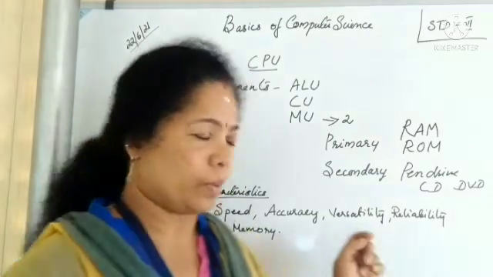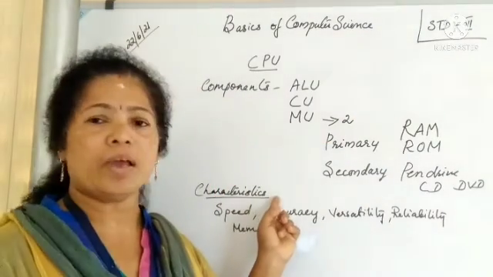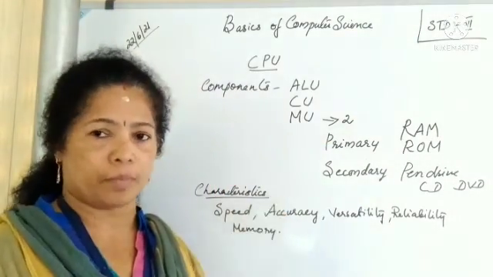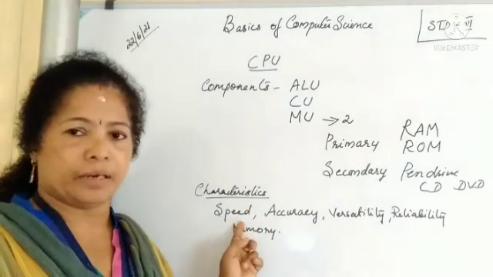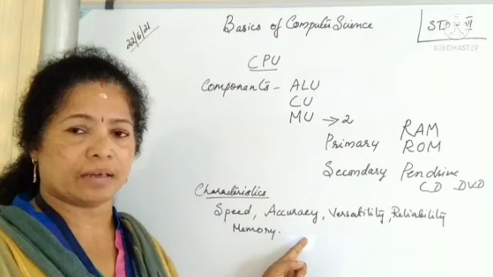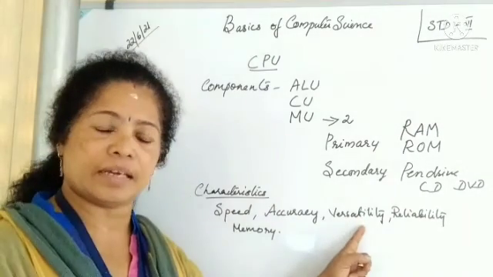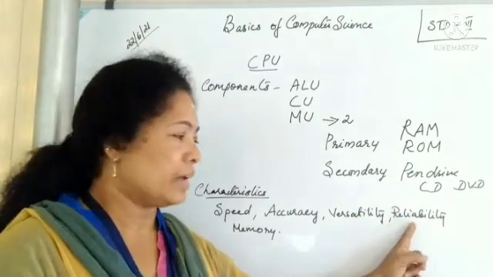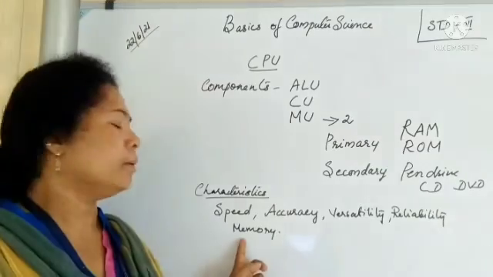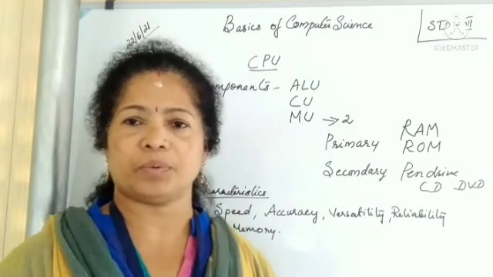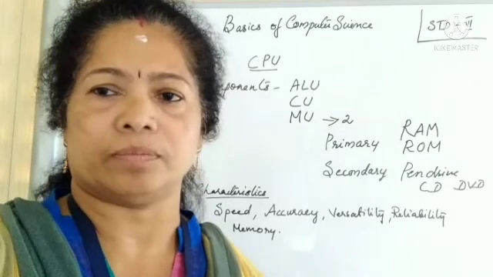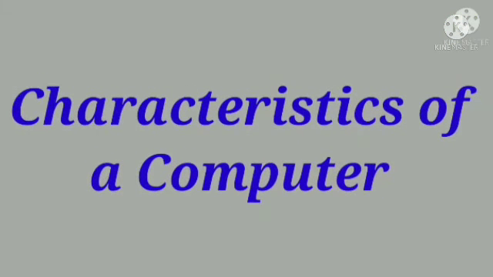Okay, next our topic is characteristics of a computer or features of a computer. Okay, which are the characteristics? Speed, accuracy, then versatility, then reliability and memory. Okay children, thank you. Is it clear? Okay. Children, here we can study about the characteristics of a computer.